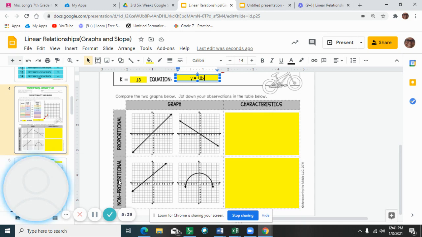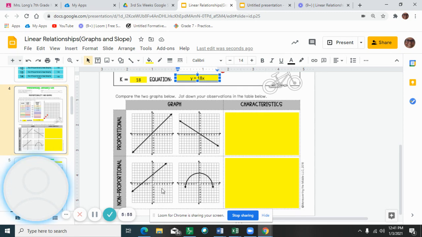Now, look at here. They tell you these are non-proportional. Well, why are they non-proportional? Well, this one doesn't go through the origin. It is linear and it is constant, but it doesn't go through the origin. This one is none of those. It's not linear, it's not constant, and it doesn't go through the origin.